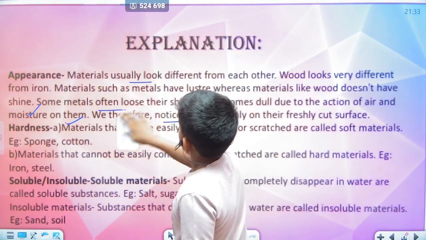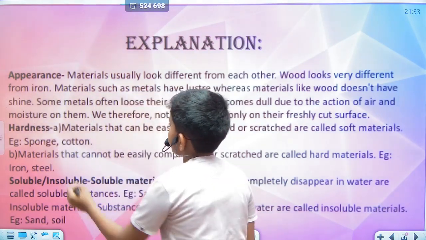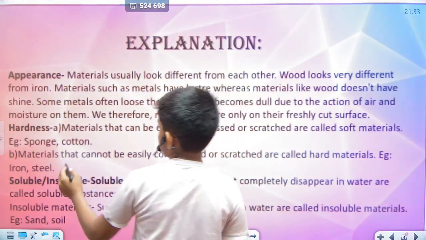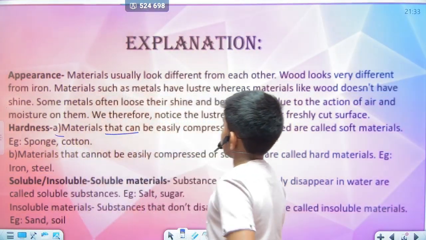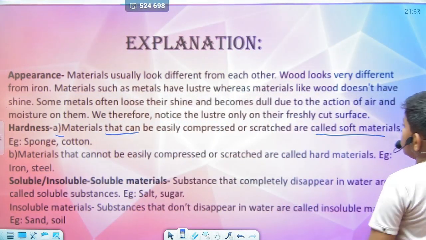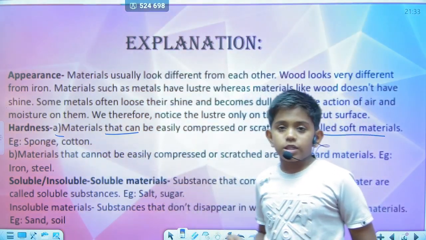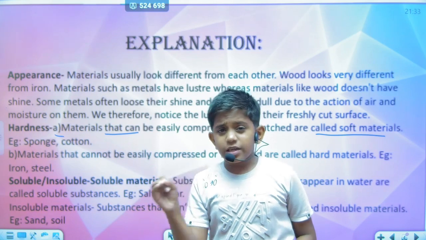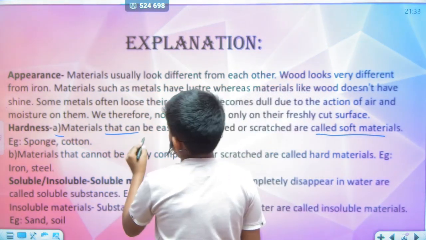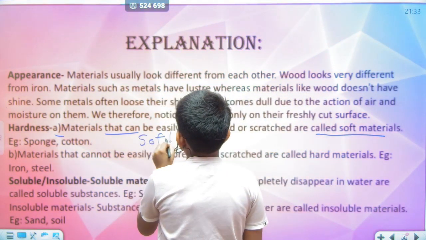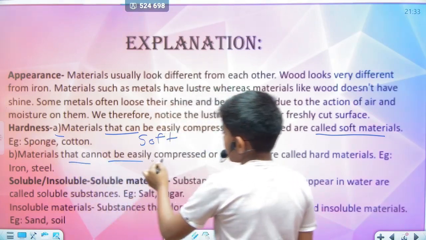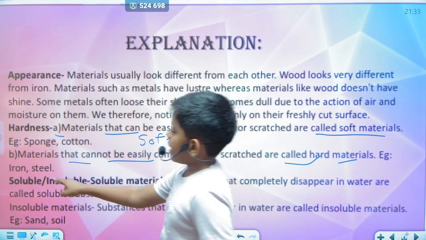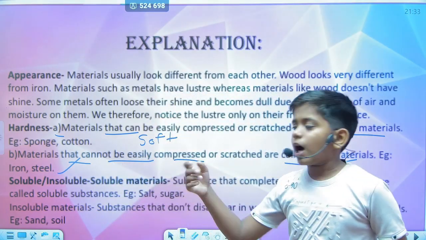Next thing we have is hardness. Materials that can be easily compressed or scratched are soft materials. Examples are sponge and cotton. If you take a cotton ball and crush it, it can be crushed easily, so it is a soft material. Materials that cannot be easily compressed or scratched are called hard materials. Iron, steel and stones are examples of hard materials.